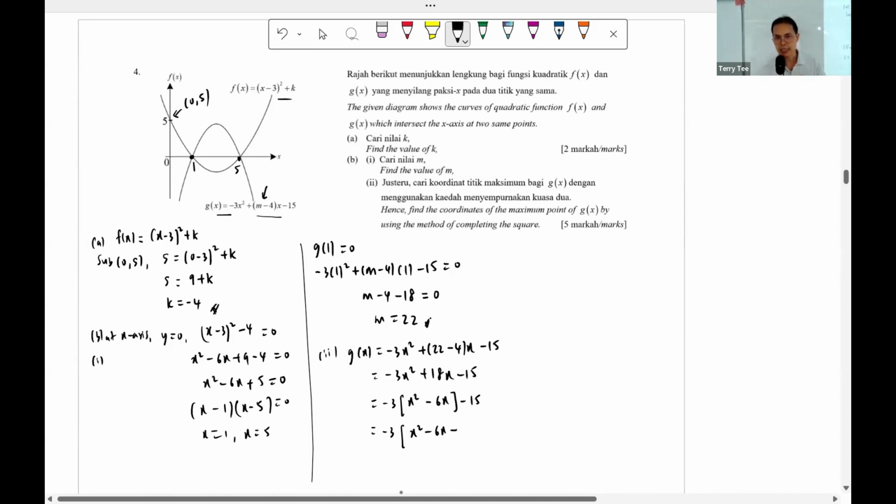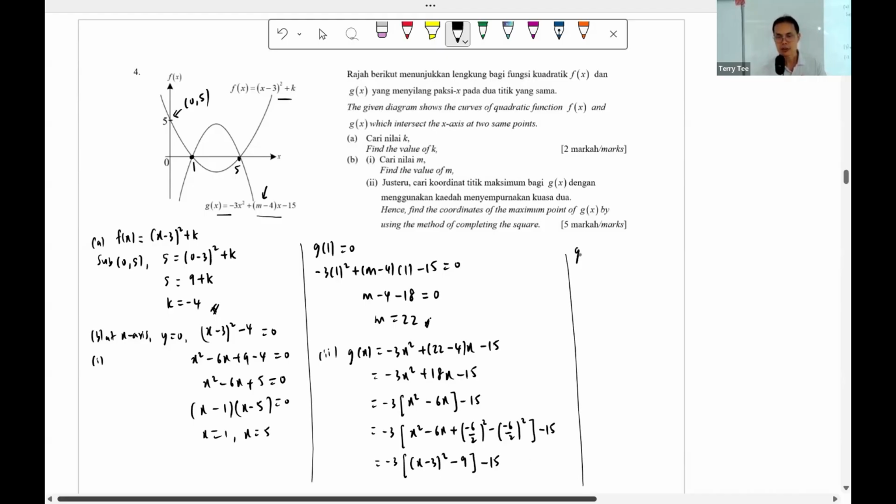Okay, we are going to add -6 divided by 2. We square it, then you minus it off. Close the bracket, -15 we keep at the back. So next, we're going to combine this into a single term, x minus 3 squared. 3 squared is 9. Keep 15 at the back.